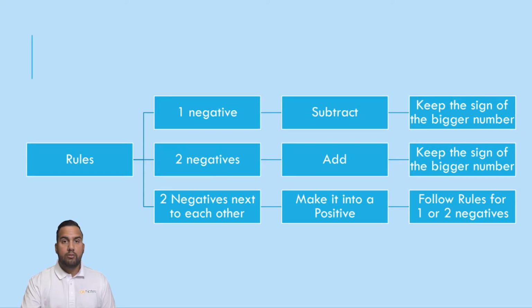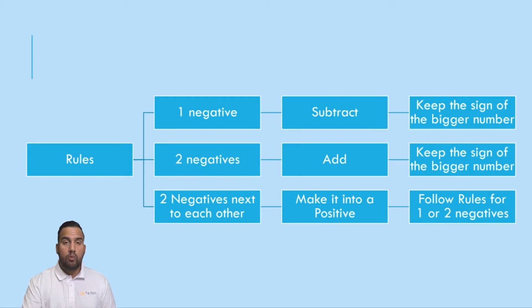Okay? So what do we do after we subtract, we add, or turn into a positive? Remember, one negative you subtract, two negatives you add, and two negatives next to each other, you turn into a positive. Once you do all of that, you're going to be left with an answer. Now, what's the sign of that answer? The sign is dependent on just what is the bigger number in that problem. So if your bigger number was positive, your answer is going to be positive. If your bigger number was negative, then your answer is going to be negative depending on the situation.